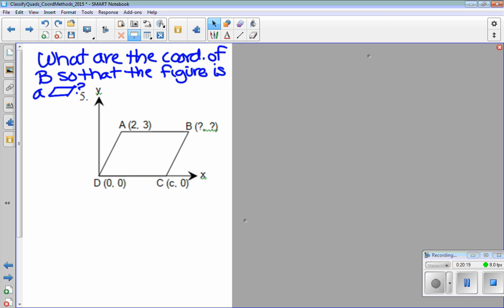Maybe I'll start off with a little bit easier. Maybe if I make this a 4 rather than the letter C, you might find it a little bit easier to solve. So let's start off that way. Okay? How can I find the coordinates of that parallelogram? Or at least of point B?